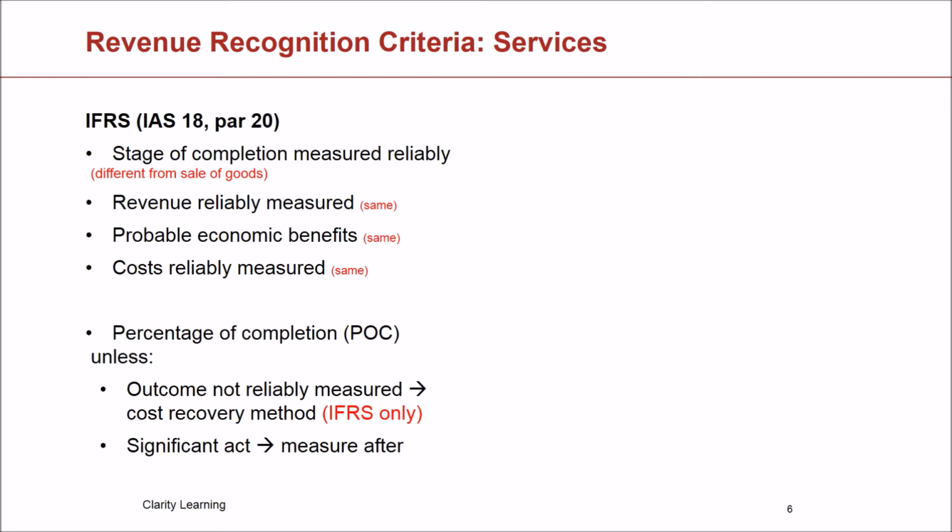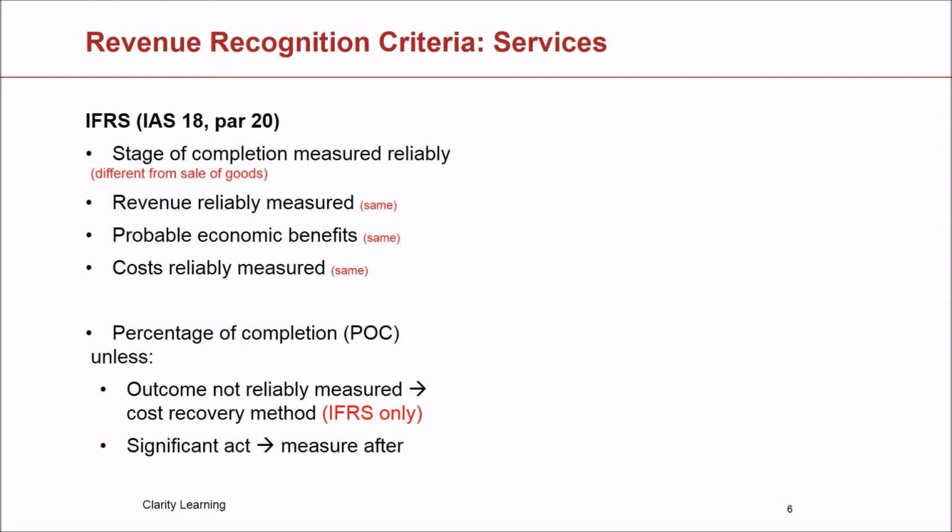Moving on to the revenue recognition criteria for services, we see that 3 of the criteria for the rendering of service revenue recognition are the same as the revenue criteria for the sale of goods. So the bottom 3, revenue reliably measured, cost reliably measured, probable economic benefits, those are the same. The one that you should focus on and know that is different is that the stage of completion for services can be measured reliably. So that's unique to rendering of services.